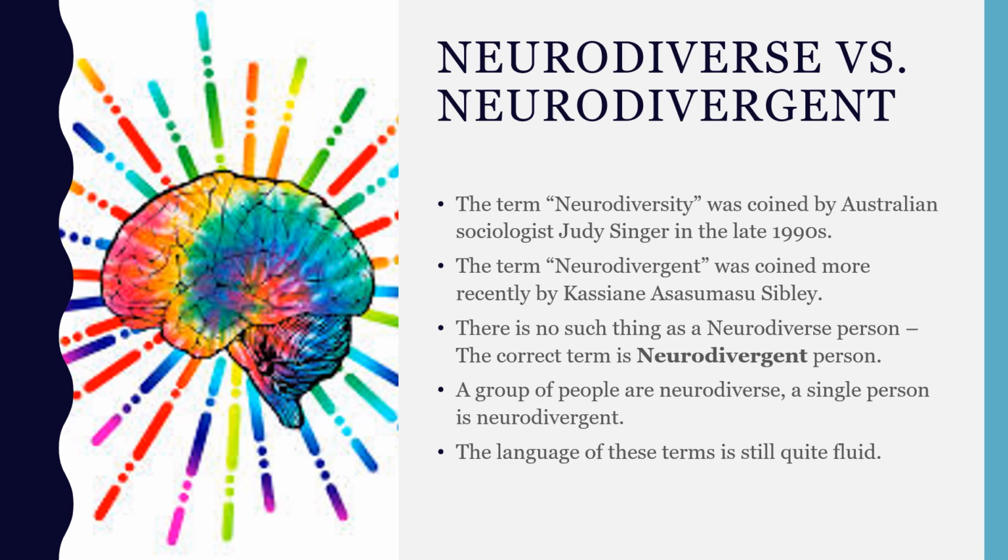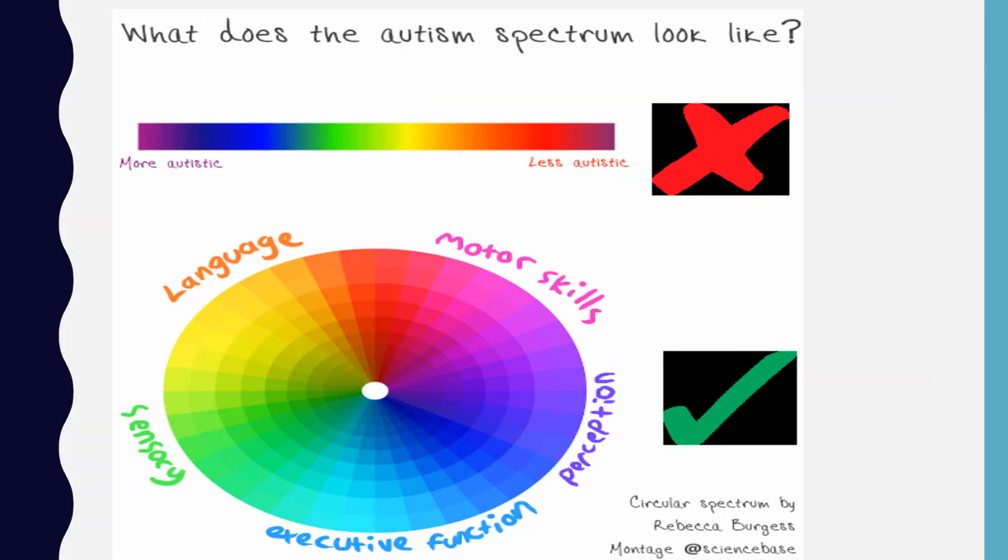Neurodivergent individuals can have variations such as autism spectrum disorder, attention deficit hyperactivity disorder, dyslexia, dyspraxia, hyperlexia, Tourette's. All of these, the language of these terms are still quite fluid. Keep in mind as well that this neurological variation is not only natural, it is central to the success of our human species. We need all kinds of brains to make the world function.